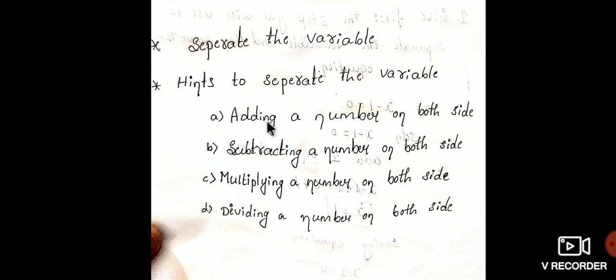How to separate means by adding a number on both sides, or subtracting a number on both sides, or multiplying a number on both sides, or dividing a number on both sides. That is enough. Adding or subtracting or multiplying or dividing numbers on both sides.